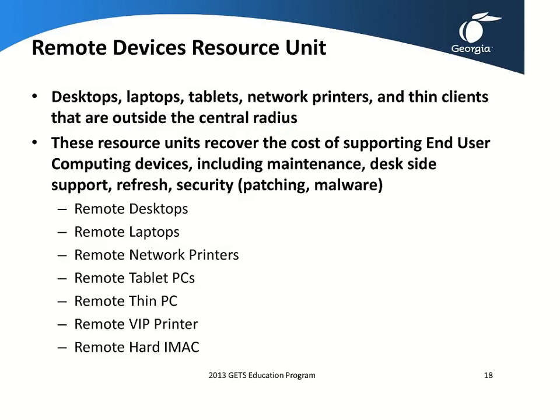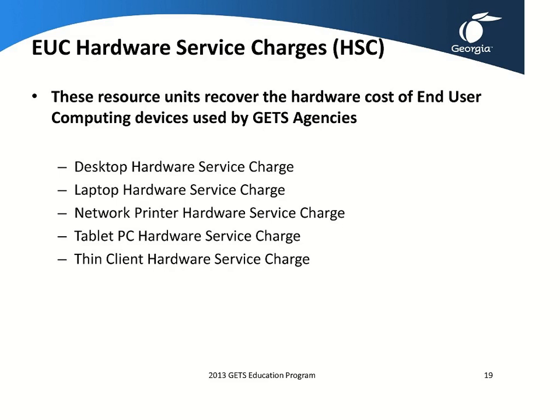Now things start to get a little bit more complicated. The next RU, the hardware service charge, applies only to devices provided by GETS, not legacy devices or those that are agency owned. Agencies do not lease these devices. GTA owns the lease. The agency pays a usage charge.